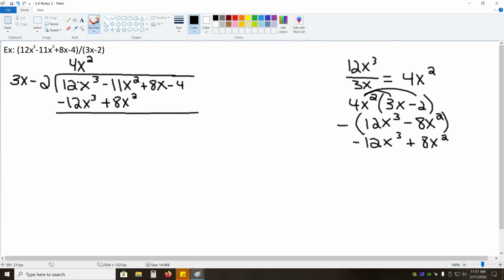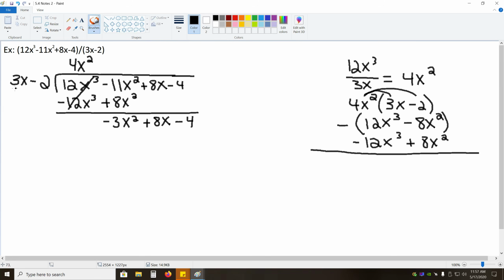If we've done this right, the 12x cubed should cancel out, and it does. 12x cubed minus 12x cubed cancels. And negative 11x squared plus 8x squared gives us negative 3x squared plus 8x minus 4. And now we repeat the process.